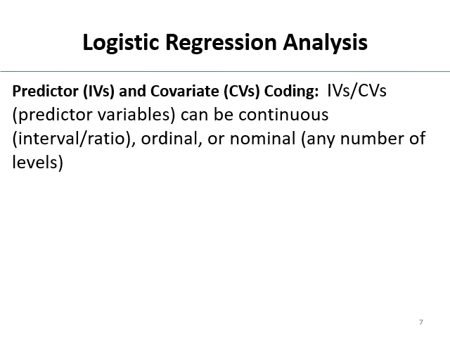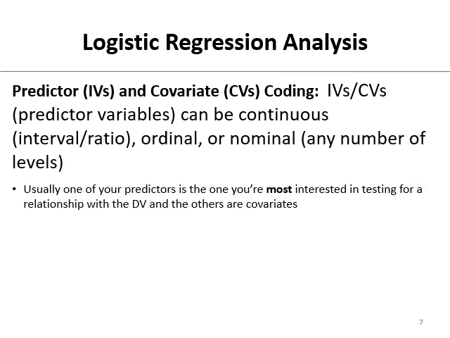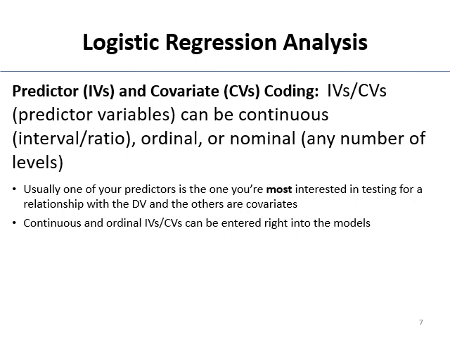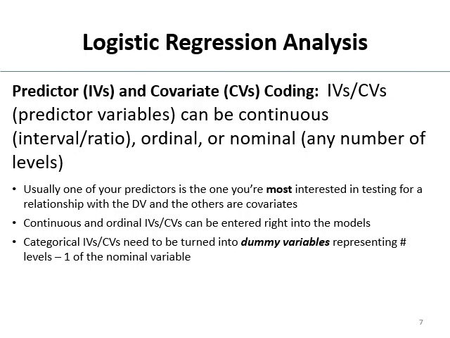So for your independent variables and your covariates, again, they can be any scale of measurement you want, any number of levels of nominal variables. Usually there's one of your independent variables that you're most interested in, for testing some sort of hypothesis or relationship. And the others are covariates. You just want to adjust for differences between the groups on a couple variables, then see if they differ on the one that's of most interest. So your continuous and ordinal independent variables or covariates can be entered right in the model. Just pop them right in, just like with linear regression.